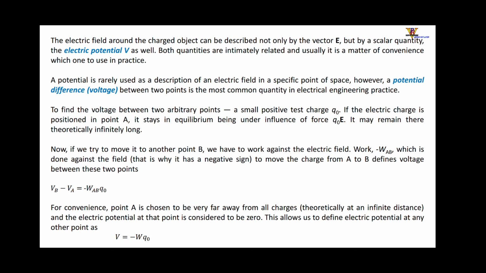For convenience, suppose point A is chosen to be very far away from all charges, at infinite distance. Then the electric potential at that point is considered to be zero. So here VA becomes zero, and V becomes minus W over Q naught. This allows us to define electric potential at another point: potential is equal to the work done in carrying a unit positive charge Q naught from one point to another point.